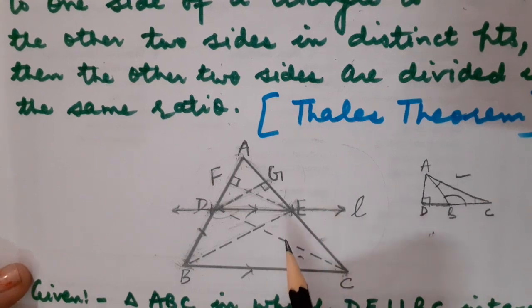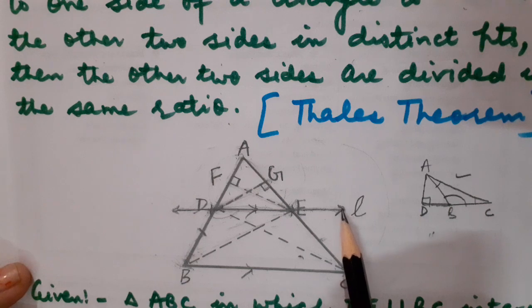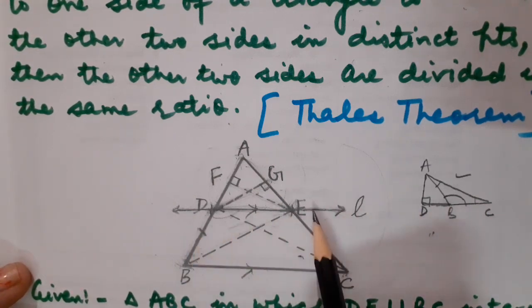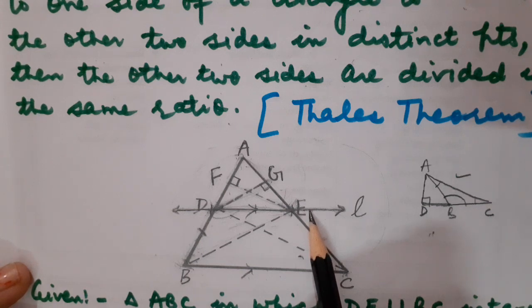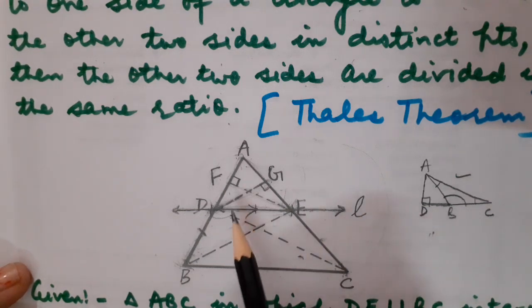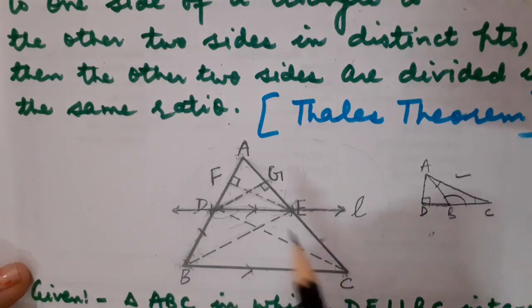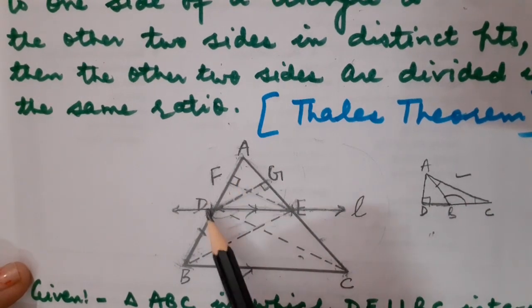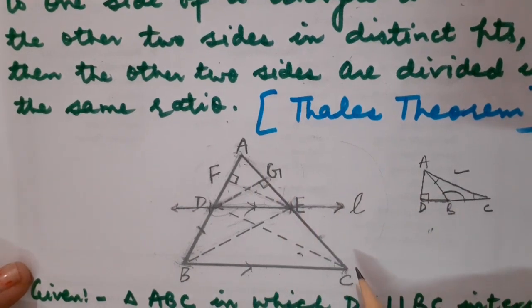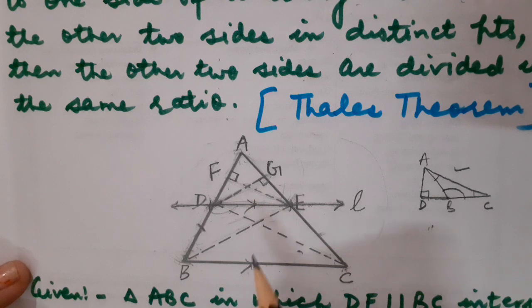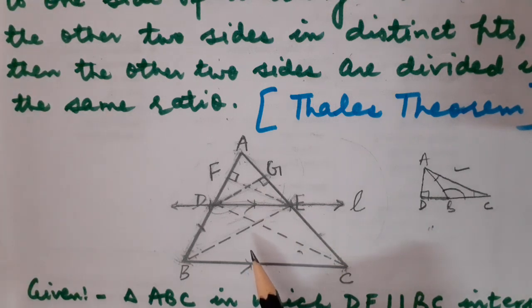So what we learn through this theorem is that whenever a line intersects 2 sides of a triangle at two distinct points and is parallel to the third side of the triangle, then it divides the other two sides in the same ratio. So what did we learn through this? That if DE is parallel to BC, it means AD upon DB must be equal to AE upon EC. Correct, children? In this theorem, I included its corollary as well.